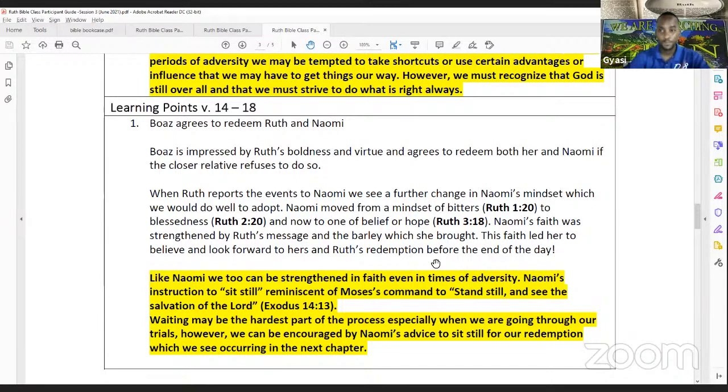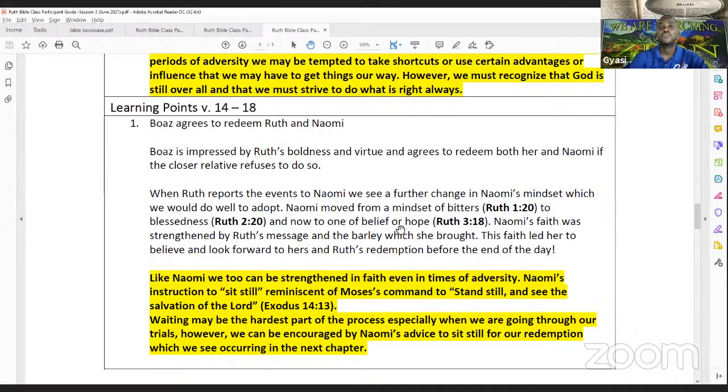However, if that other relative who is not named does not want to redeem Naomi and Ruth, Boaz is willing to redeem them. So he tells Ruth that, and he sends her away with a gift. So Ruth now returns to Naomi, as we saw in chapter 2 as well, and she reports to Naomi what happened. And again, we see a change in Naomi's mindset.